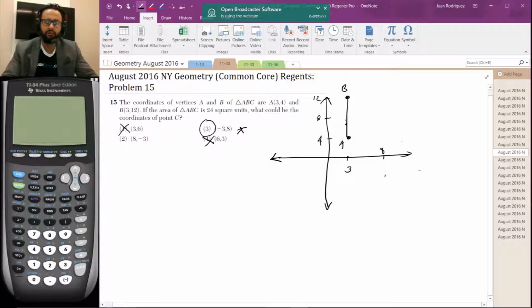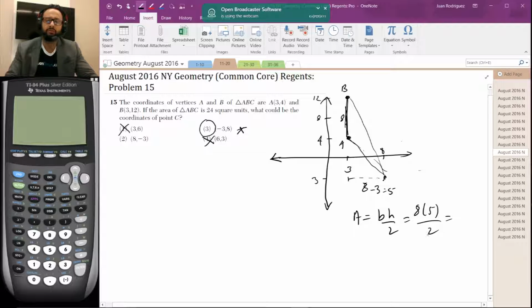(8, -3) makes a triangle that's a little lopsided, so it's hard to see the area this way. But if we treat this as the base, then the height is from here to here, and this height is 8 minus 3, which is equal to 5. Area is base times height over 2, so 8 times 5 divided by 2. 8 divided by 2 is 4, times 5 is 20, which is not 24. Okay, so that's brute forcing it.